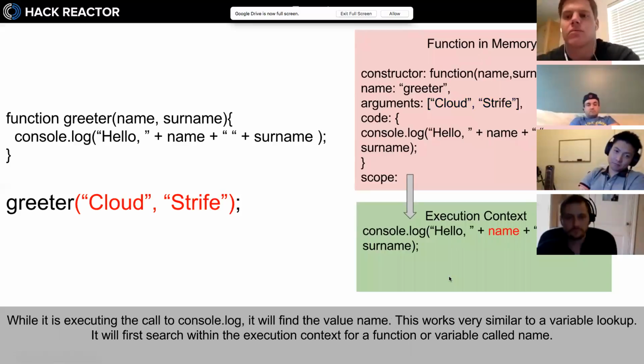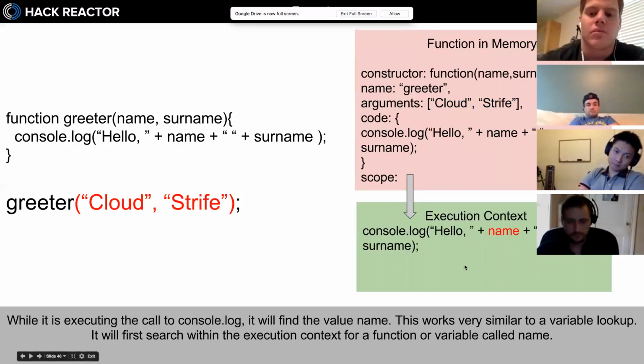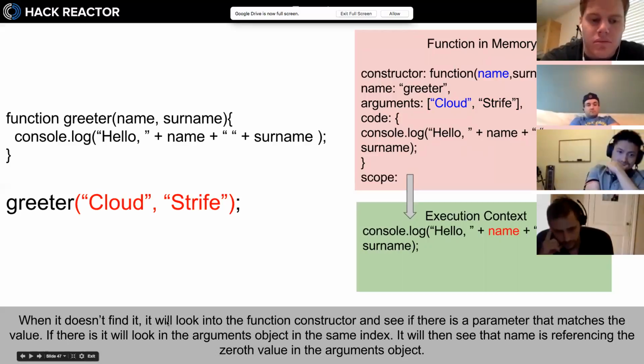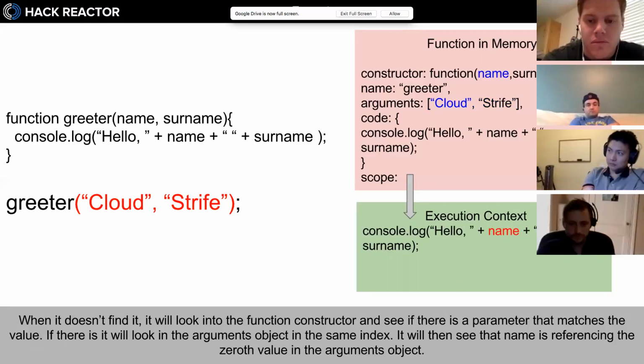It will first search within our current execution context for a function or variable called name. When it doesn't find it, it will look into the function constructor to see if there is a parameter that matches the value. If there is, it will look in the arguments object in the same index. So you'll notice that name is the first parameter, so it's going to look at the arguments object for the first element there. It will then see that name is referencing the 0th value in the arguments object.